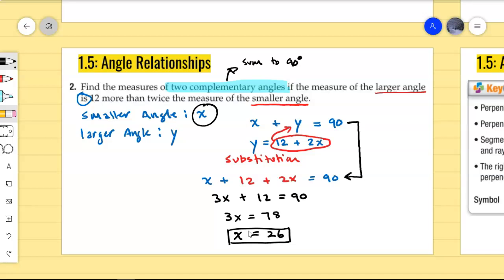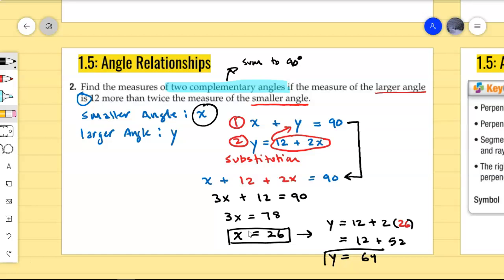So what's the larger angle going to be? Very simple. Just plug into equation number 2. If you want to call these equation number 1 and equation number 2, just plug x equals 26 into equation number 2. When it says y equals 12 plus 2x, this becomes y equals 12 plus 2 times 26. That's it. So what do you get? You end up with 12 plus 52, and 12 plus 52 gives you 64. So the larger angle is 64 degrees. The smaller angle is 26 degrees.